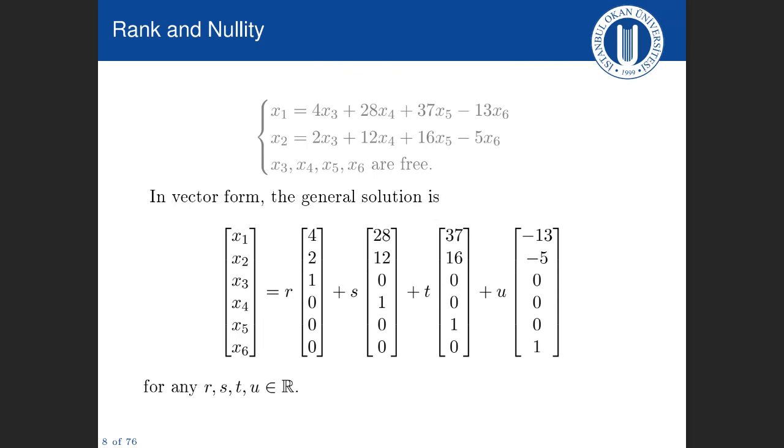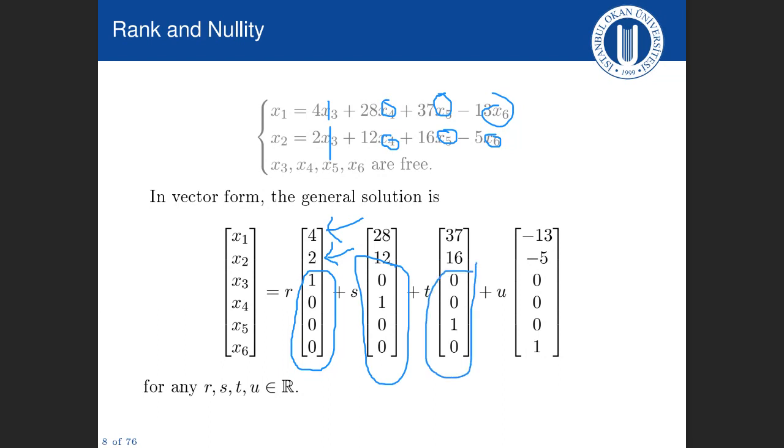Or in vector form, what we can do is we can say, we'll put x3 is 1 and put the other ones 0. So that's 1, 0, 0, 0. So x1 must be 4. And then in the second equation, x3 is 1 and the other ones are 0, so x2 must be 2. And then we do the same thing, but with x4 is 1 and the others are 0, and then the same thing with x5 is 1, and so on.